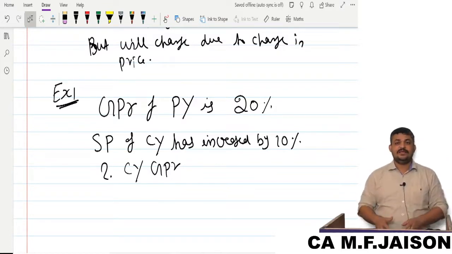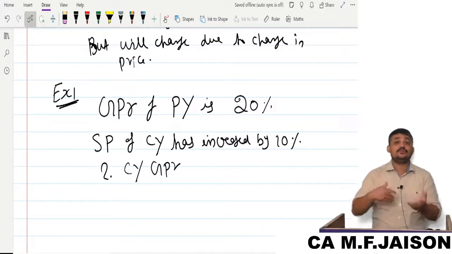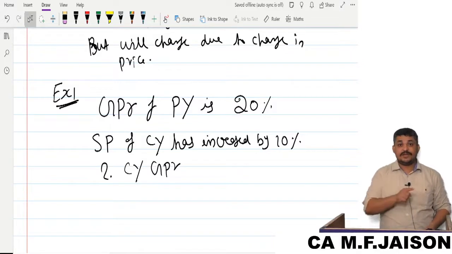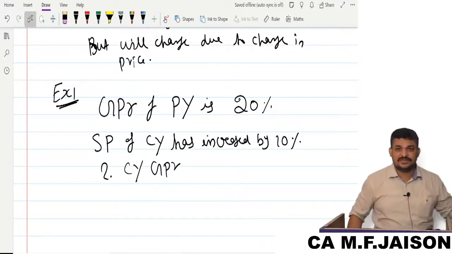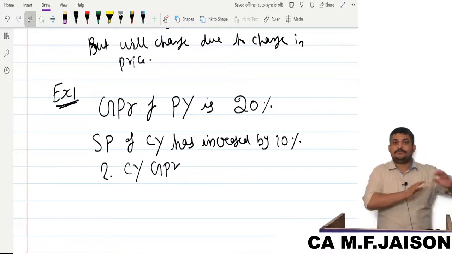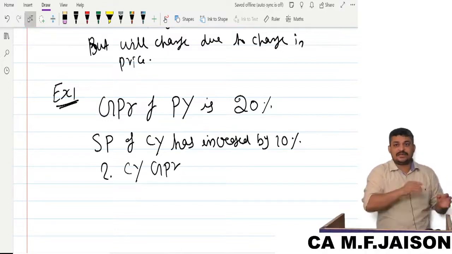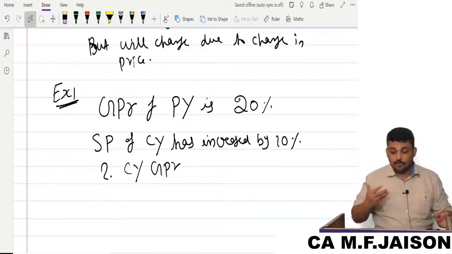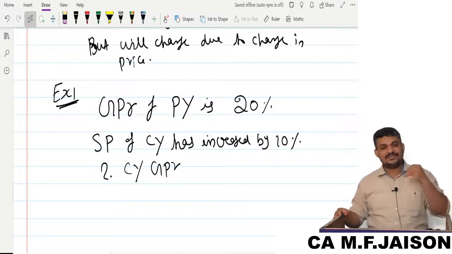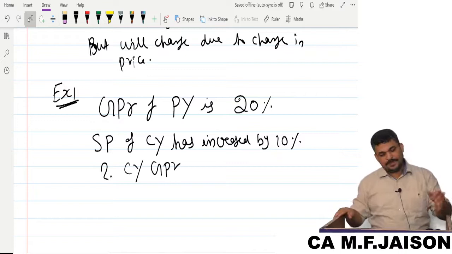Current year GPR. If no other information is available, previous year GPR is the current year GPR, we will assume and apply. Just because we are applying the same GPR, don't think we are applying previous year GPR. We are always applying current year GPR. Now that I know that the price level changes, it can't be the same previous year GPR. Current year GPR is different. Now what is the different GPR? So previous year GPR 20%, current year selling price increased by 10%. So what is the current year GPR?